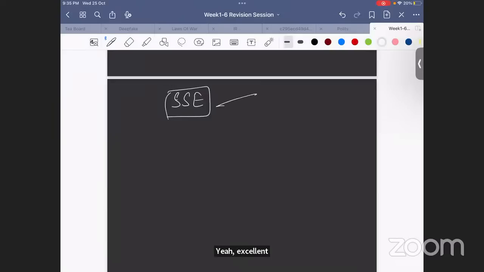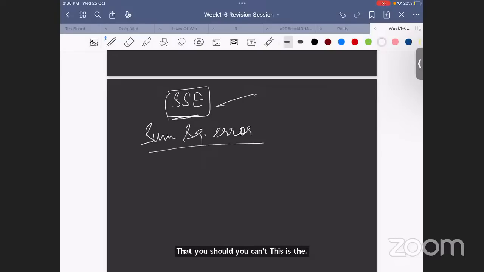So one question is expected from this portion. I'm giving you one question from SSE. You're already aware of that. What is the full form of this SSE? Sum squared error.